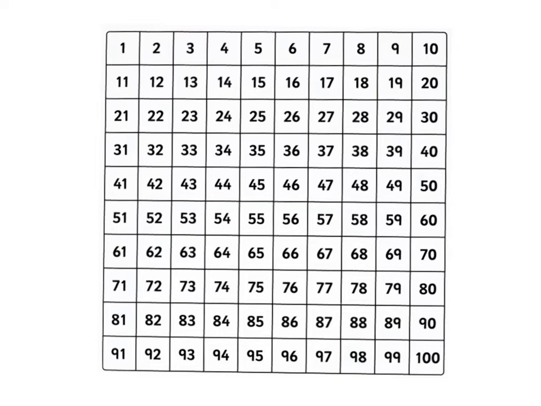Okay, Year 1. We're going to start off by using our 100 square to help us count backwards in tens. We're going to start from the number 100, which is down here at the bottom. Can you see? Are you ready? Let's start. 100, 90, 80, 70, 60, 50, 40, 30, 20, 10. Well done if you managed that.